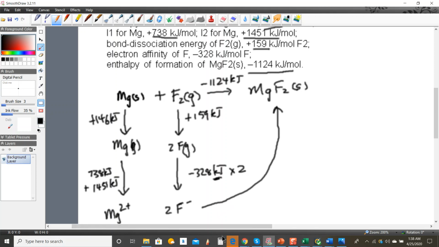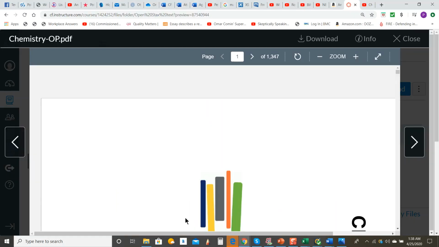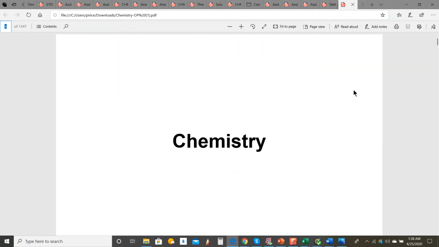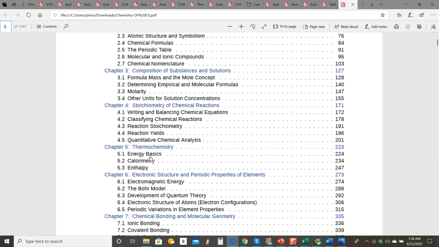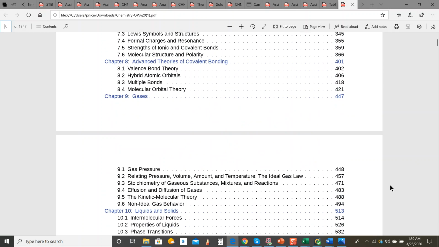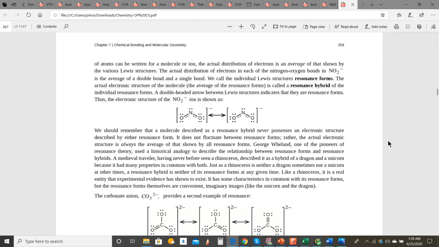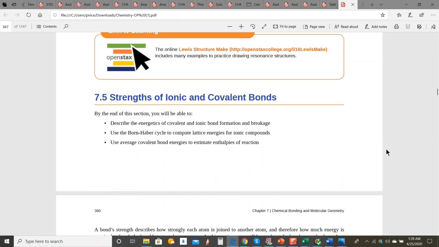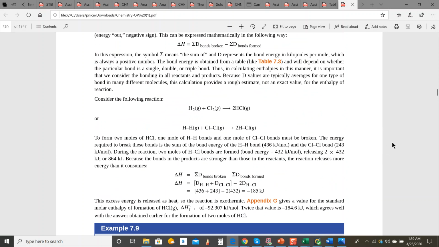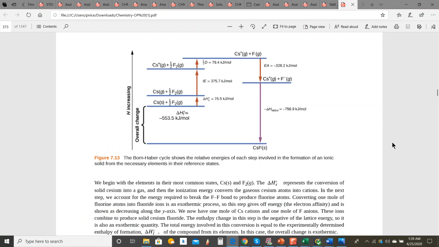So let me go back now to see if the textbook has been downloaded by now. Okay, so what I'm going to do is search for the definition of lattice energy according to your text, and we're just going to stick to that. I think that would be found in chemical bonds. Let me scroll down, looking for the Born-Haber cycle.